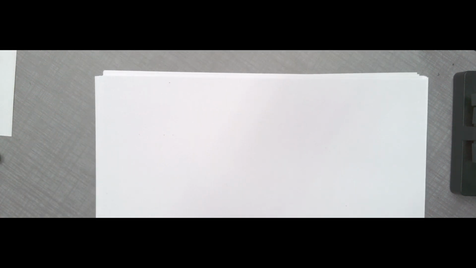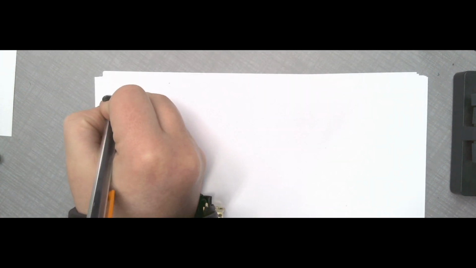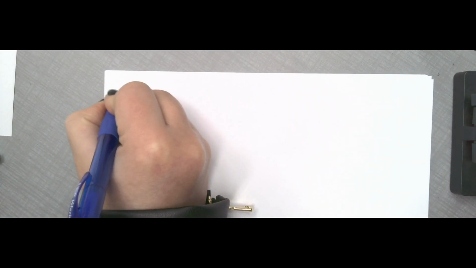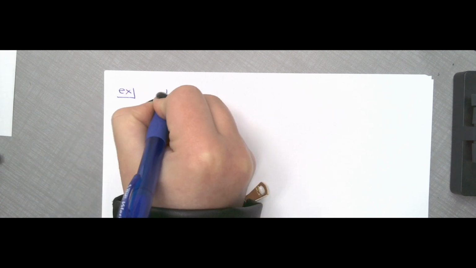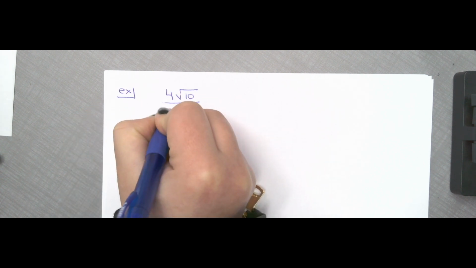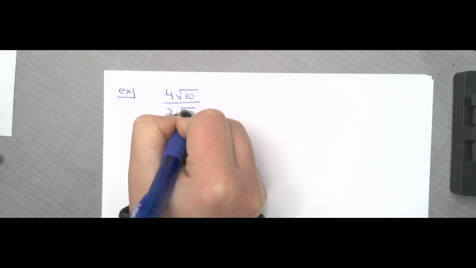Okay, let's go and move on to another one. Again, very similar. Try to do this one ahead of me. We'll do 4 times the square root of 10 divided by 2 times the square root of 32. Let me change to a marker so you can see it better.